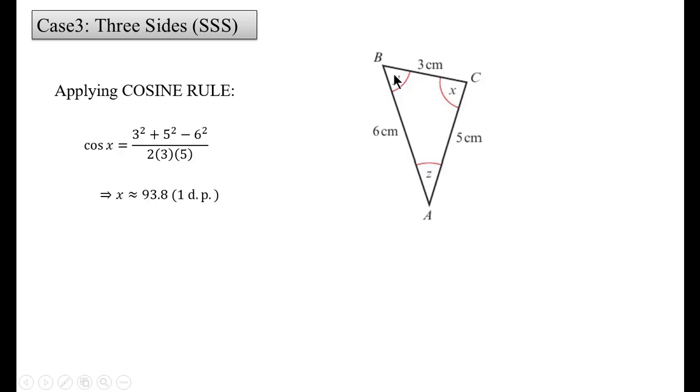We can get y or z by applying sine law. We can say sine y over 5 is equal to sine x divided by 6. After that, we can say sine y equals 5 sine x divided by 6. By making shift sine, we can get y, and then we can get z by 180 minus sum of the other two angles. Okay, let's start with the problems.